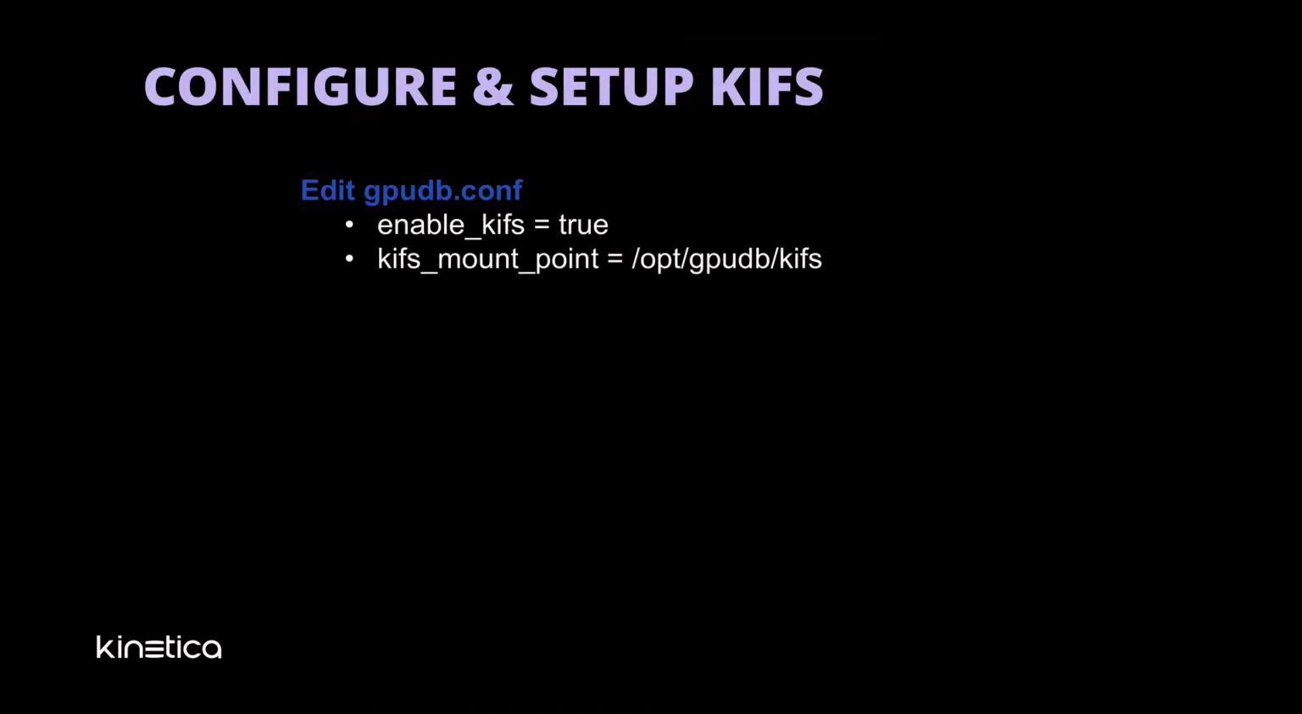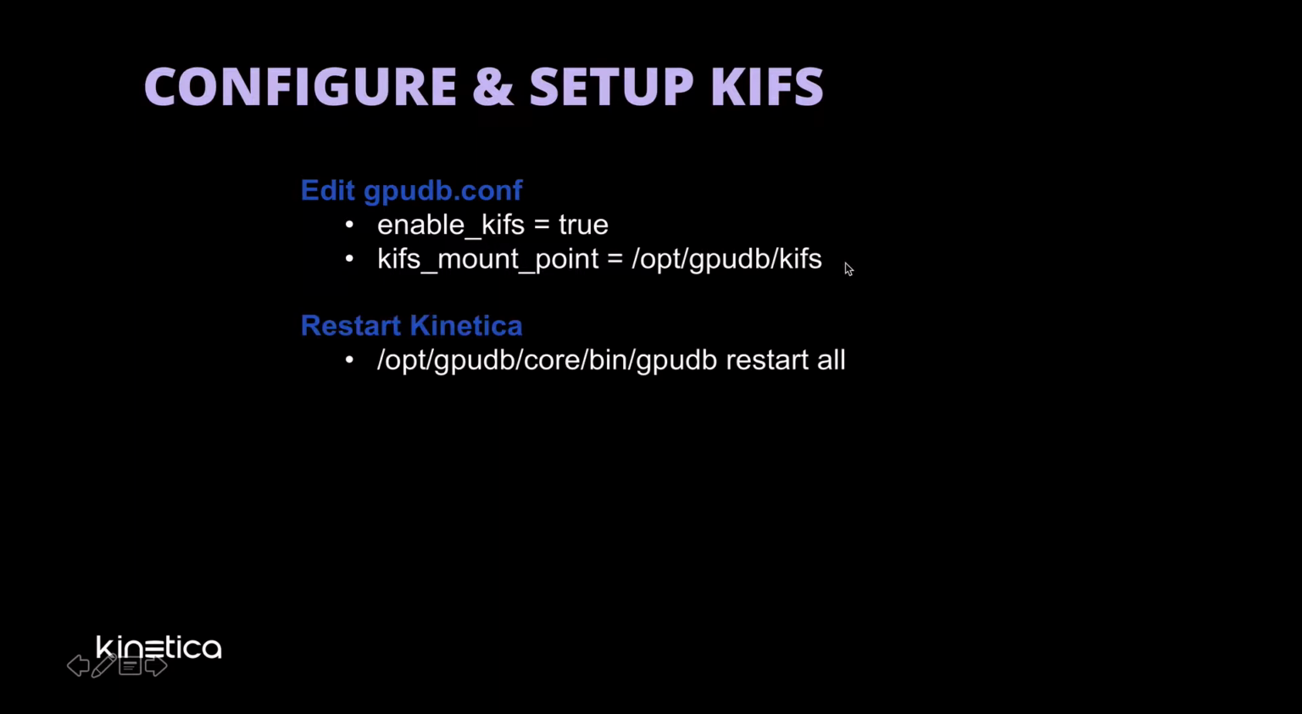First thing you need to do is edit the GPUDB.conf file. You need to set this variable to true, which tells Kinetica that you do want to use the Kinetica file system. And then you also need to tell what directory you do want to mount. After that, you need to restart Kinetica for these changes to take effect.